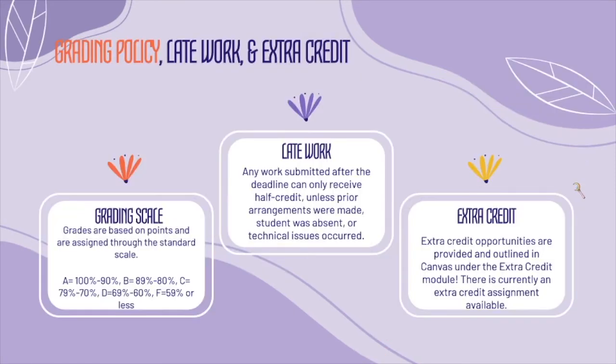Moving on to grading policy, late work, and extra credit. Those three are the most commonly asked questions. So first up is grading scale. In my class, grades are based entirely on points and are assigned through the standard scale. So A is 100 to a 90, B is an 89 to an 80, C 79 to a 70, D 69 to 60, and anything 59% or below is an F.